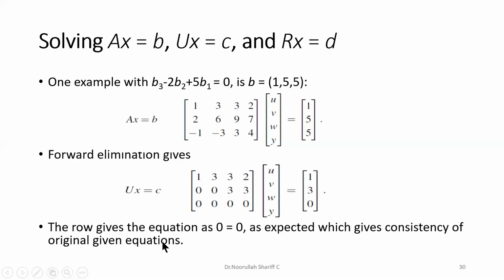Okay, here the third row, 0, 0, 0, 0: 0 into u plus 0 into v plus 0 into w plus 0 into y will be 0 itself, will give us a 0. If this were not 0, then it would become inconsistent, and hence we cannot solve Ax equal to b then.